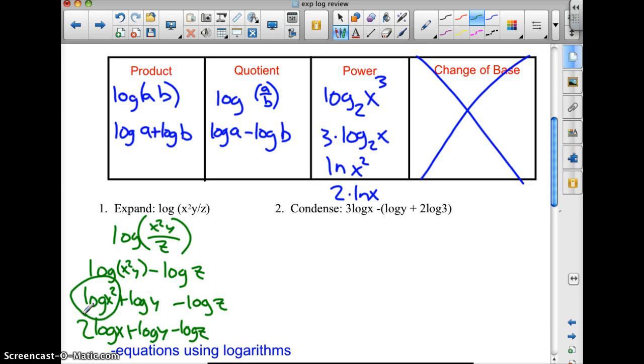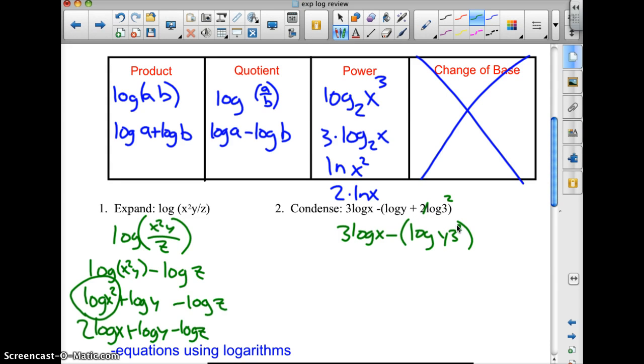Okay, now condensing is going the other way, all right? And just like order of operations, you have to condense inside the parentheses first. So I'm going to just bring down this 3 log x minus, all right, and then this right here, a log plus a log, is the same thing as the log of a product. And this is 3 to the second, right? So that's going to be log y times 3 squared, which is what, 9?